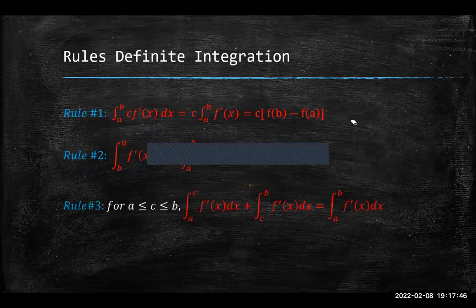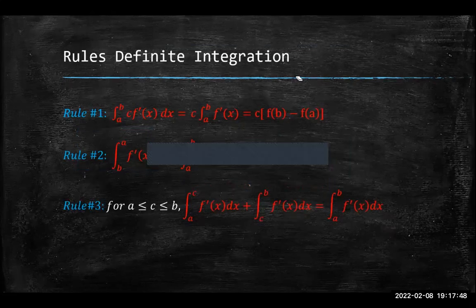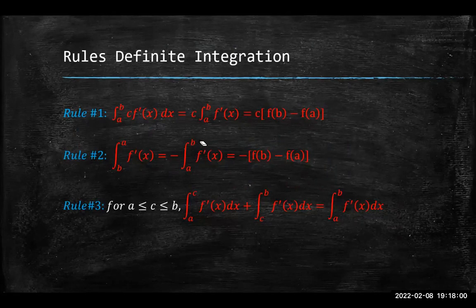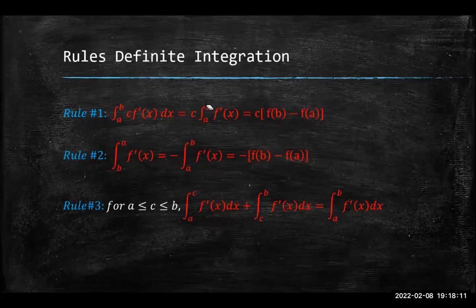All right. Just some rules that you need to know, some rules special to definite integration. So this first rule, just like when we were doing indefinite integration, where you take the constant out: the integral of c times f of x dx is the same as saying c multiplied by the integral of f of x dx. Same thing, right?